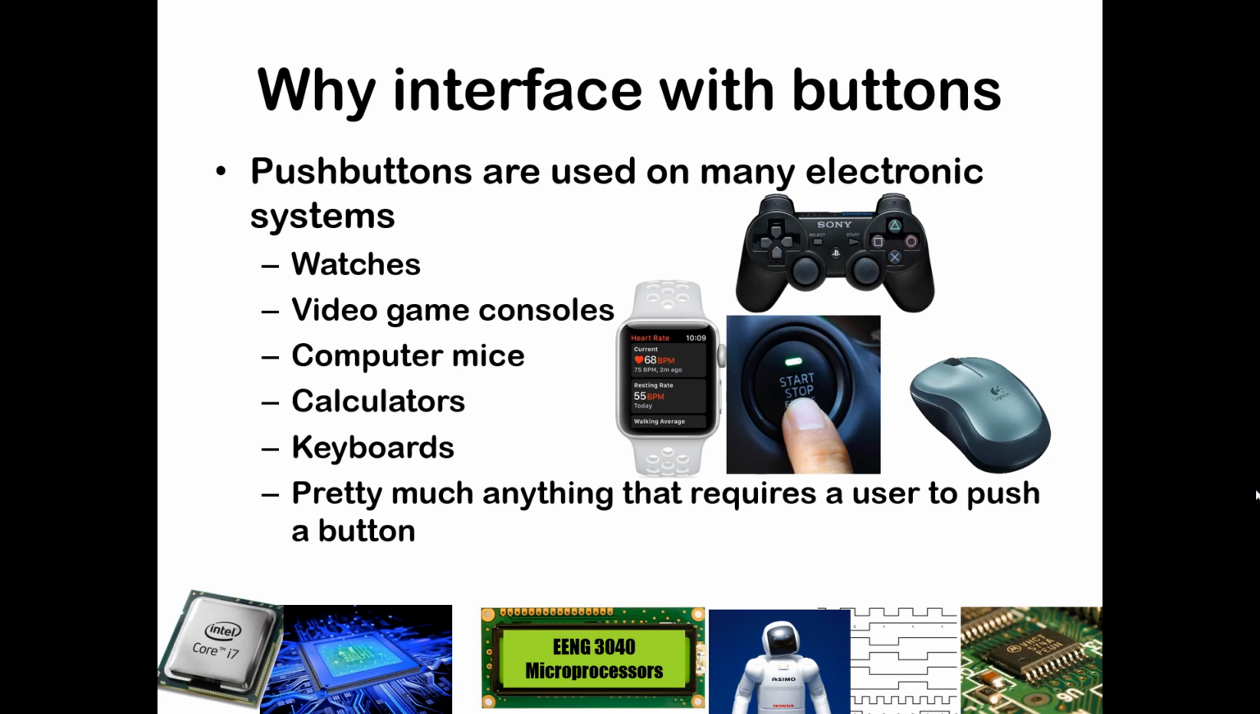Computer mice typically have a left and a right click. You may even have a scroll button on there. Calculators have a keypad allowing us to enter numbers, clear out the calculator, and do any other sort of special functions such as trigonometric functions, logarithms, those types of things. And we see them on almost any kind of device that requires a user to push a button.